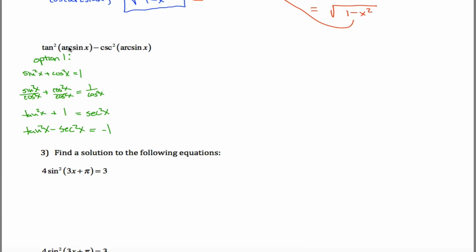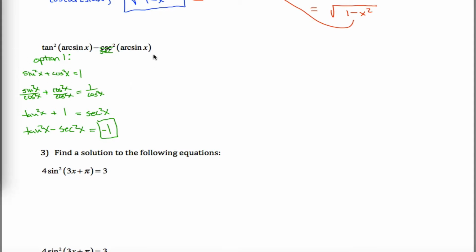So I don't even care that it's tangent squared of this weird angle and cosecant. Shoot, I thought that was secant. Maybe I'll change it to secant. Done. Secant squared of that angle. I don't care that those are those strange angles. No matter what they are, this identity tells me that the answer has got to be equal to negative 1. Probably didn't see that. You weren't expected to.